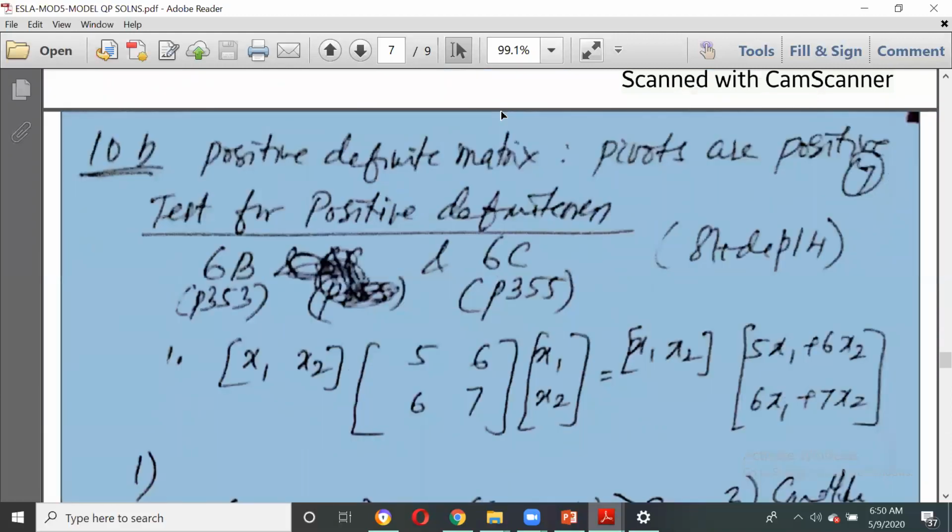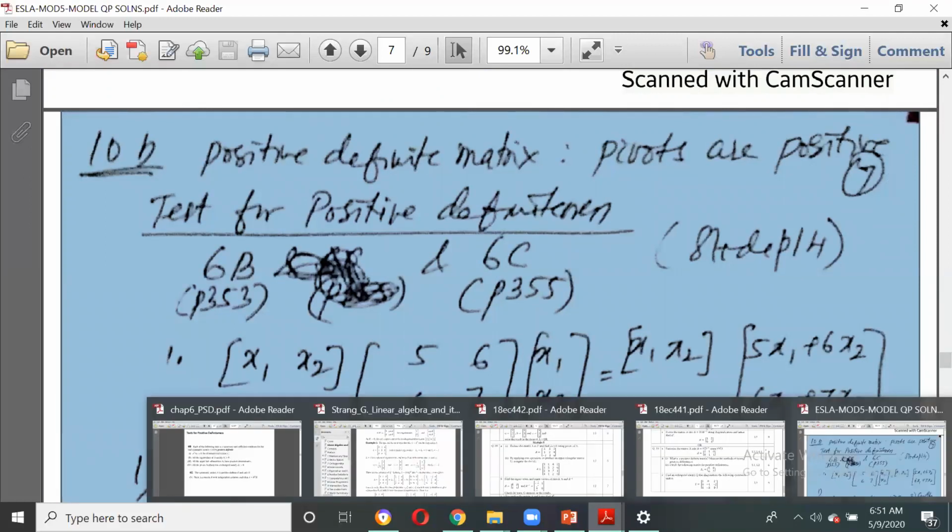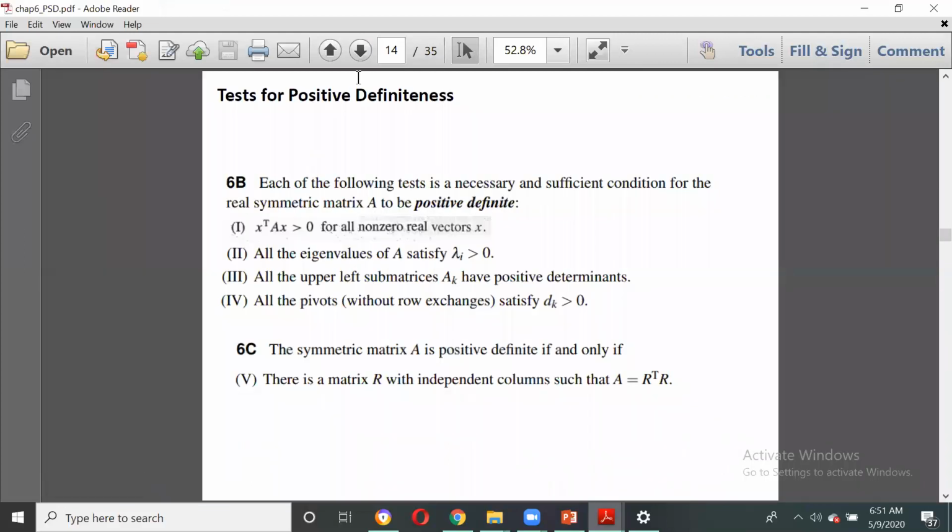So a positive definite matrix means the pivots should be positive. A positive definite matrix is one where the pivots are positive. The tests for positive definite are 6b and 6c in the book, page 353 and page 355, and the slides are P14, that is page 14 here.